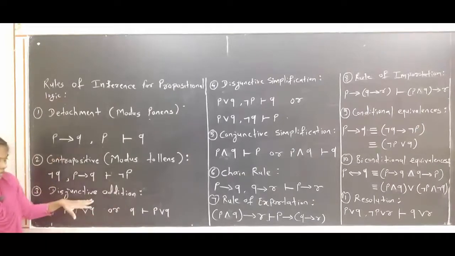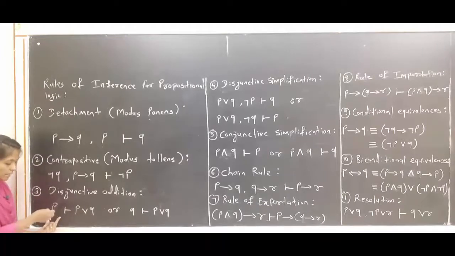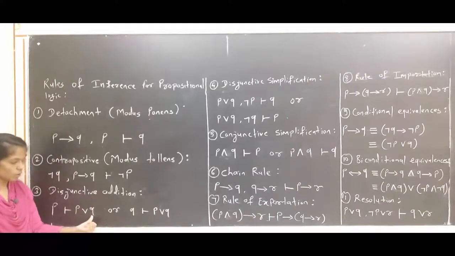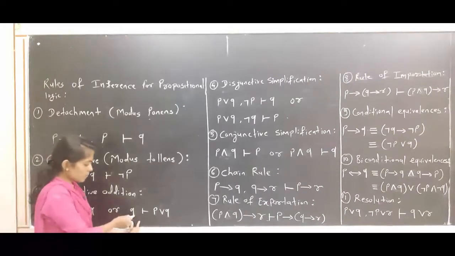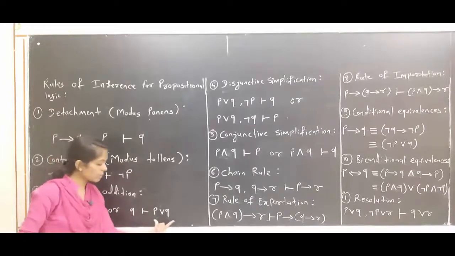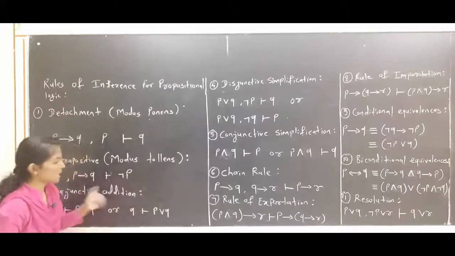So in disjunctive addition we add another proposition. Here the premise is only P. So we are adding the proposition, and we get the conclusion P disjunction Q, that is P or Q. Here Q is the premise, so we add the proposition P, and we get P or Q. Get it? So this is called disjunctive addition.